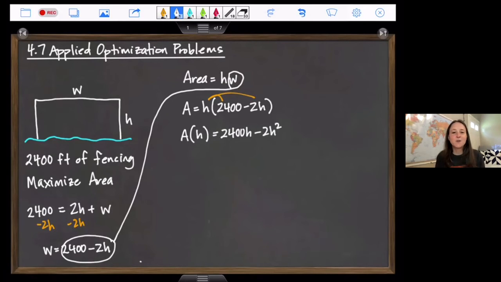And I can easily find critical points for that function to find out where its maximum is, where the maximum area is, just by taking the derivative and setting it equal to 0. So let's go ahead and do that. So we're going to find critical points. We're going to find A prime of H. Let's see, derivative of 2400H is just going to be 2400. And then derivative of 2H squared will be 4H. And we're going to set that equal to 0. And again, we're finding critical points here.